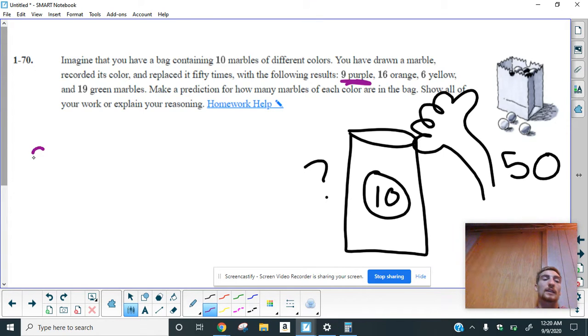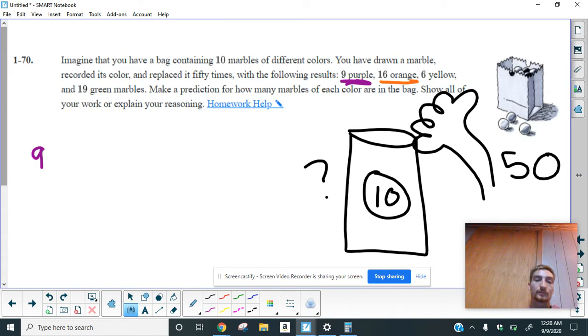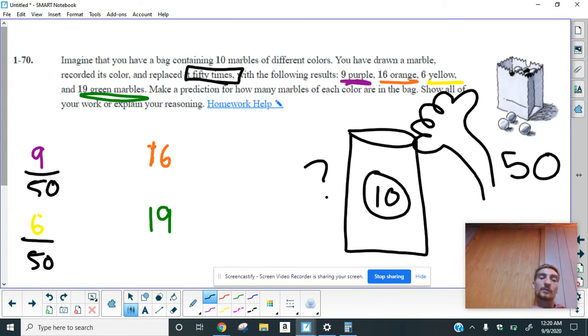We drew 9 purple marbles. We drew 16 orange marbles. We drew 6 yellow marbles. And we finally drew 19 green marbles. All right. And since we drew 50 times out of this bag, our numbers are going to be over 50, right? So out of 50 total draws, we drew out 19 green marbles, for example.